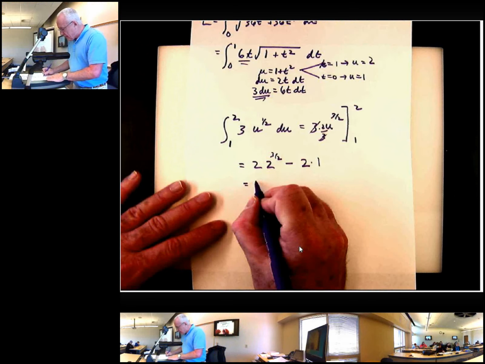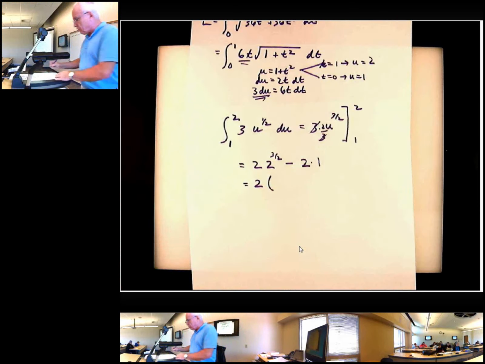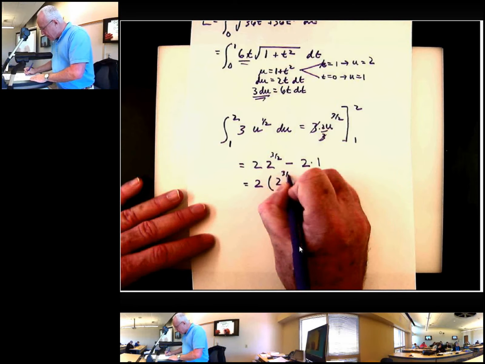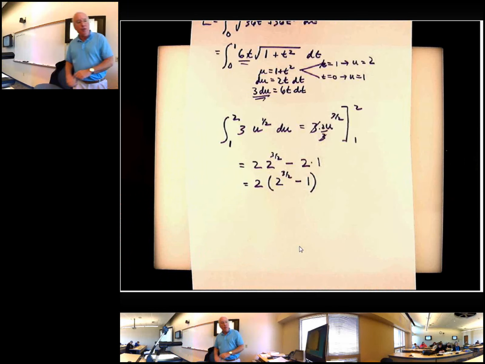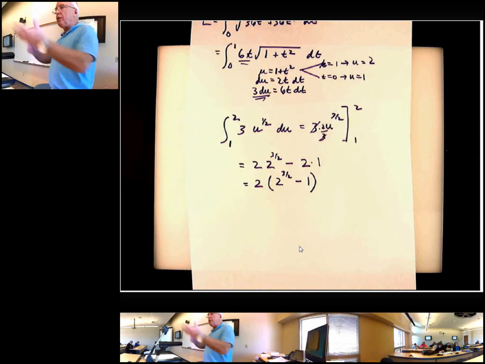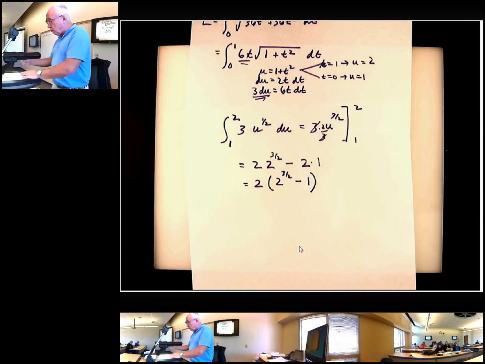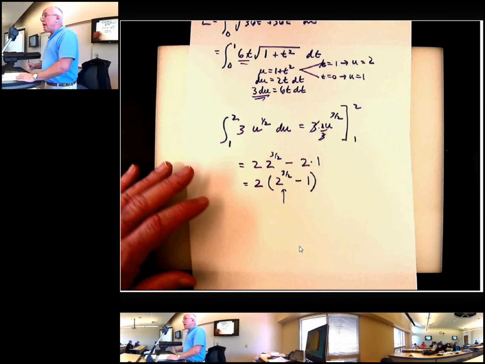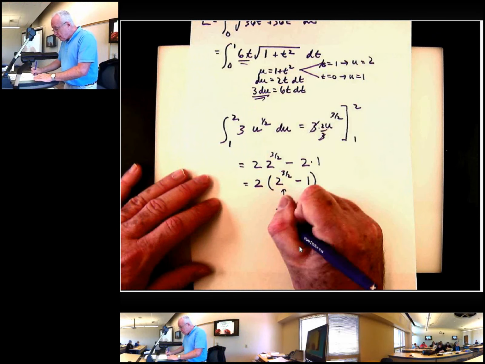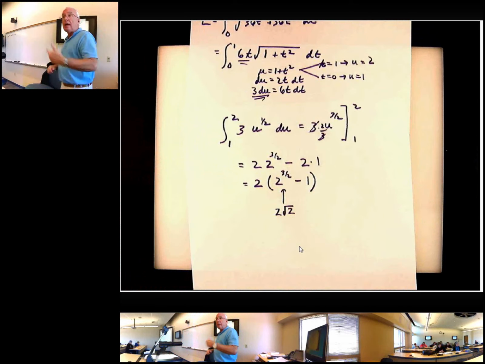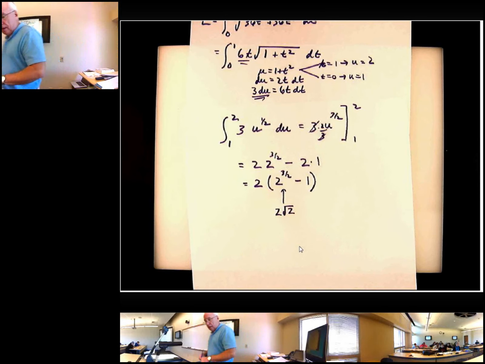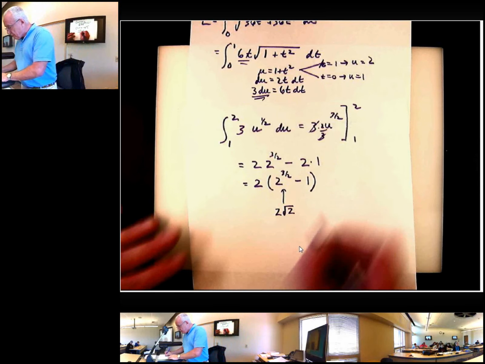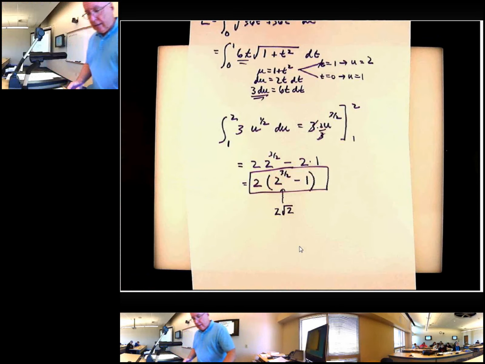I could take out a 2 that's common to both of the terms and write it as 2 to the 3/2 power minus 1, like that. Now, if this were a problem where you could look at the solutions at the back of the book, they would write 2 to the 3/2 power as 2 times radical 2. So that would be how the answer would be posed in the back. I'm fine with just keeping it as 2 to the 3/2 power, though. That's not a problem with me. So this is our answer right here for the arc length.